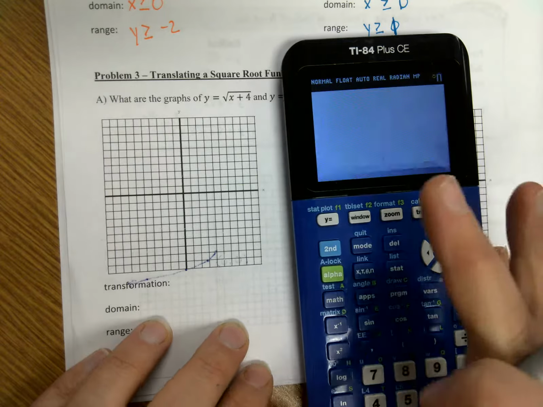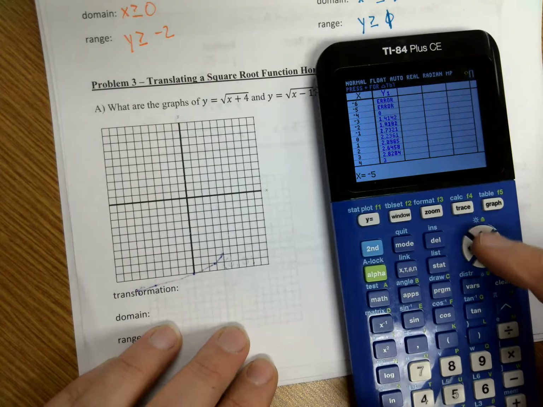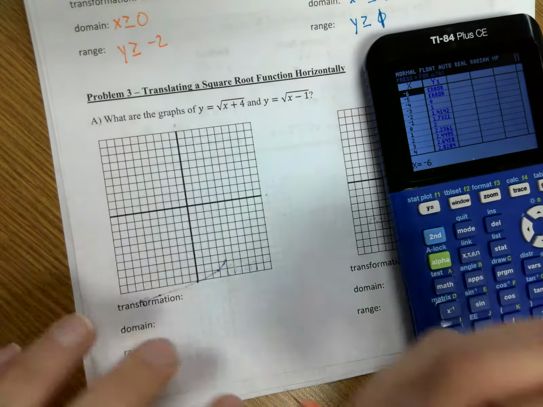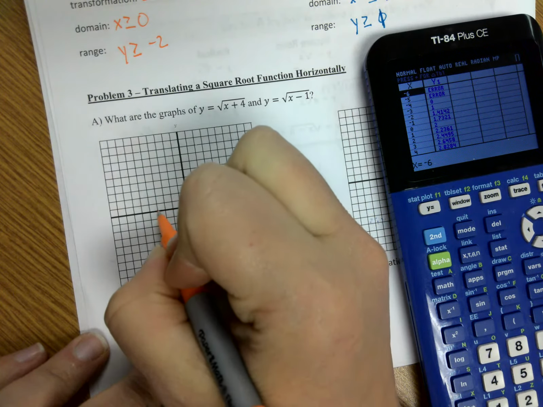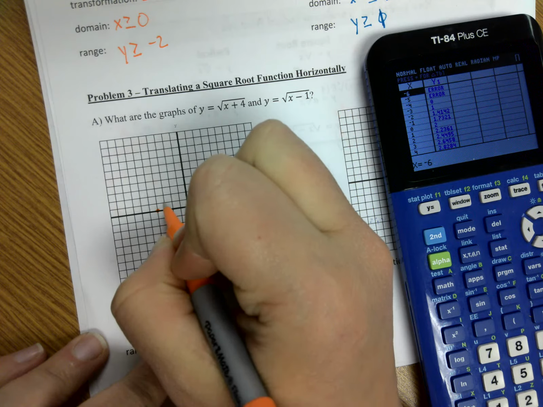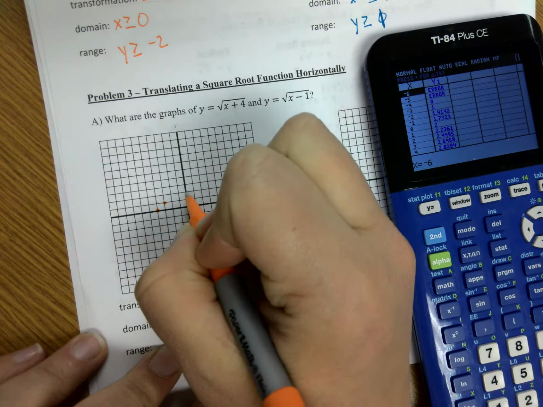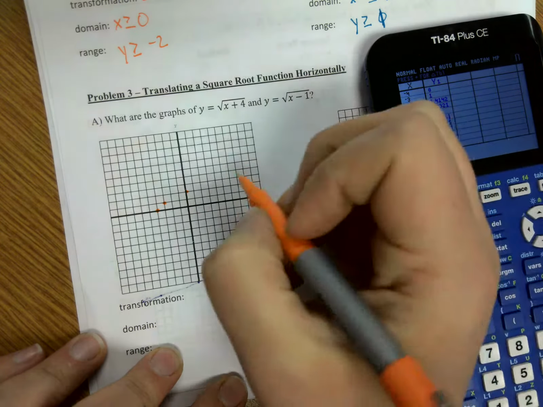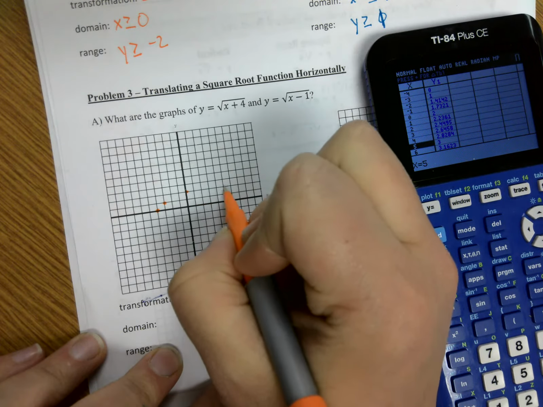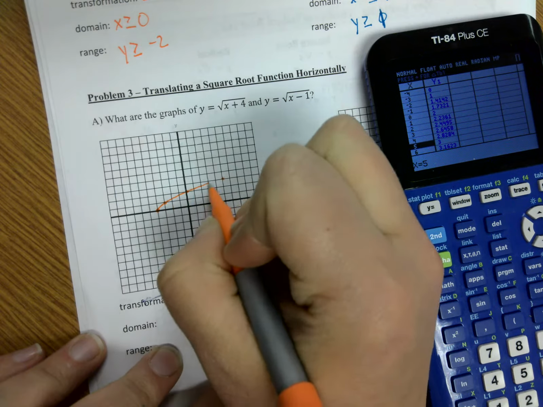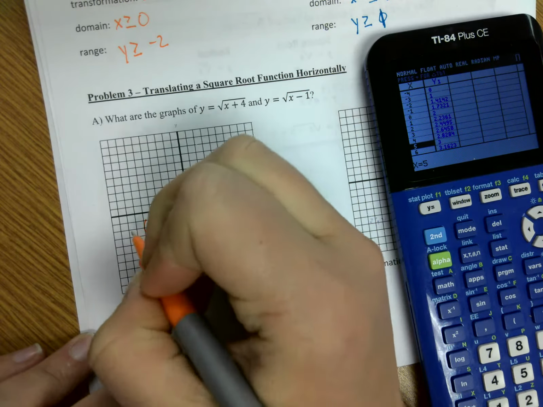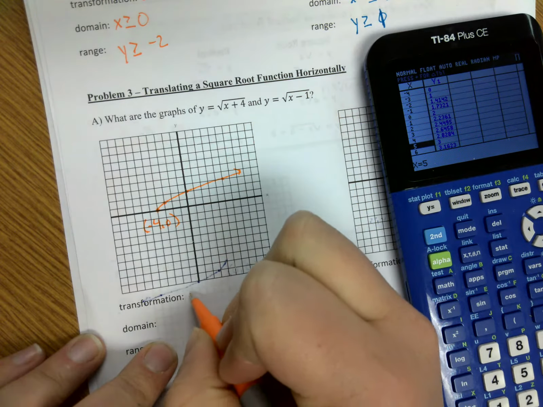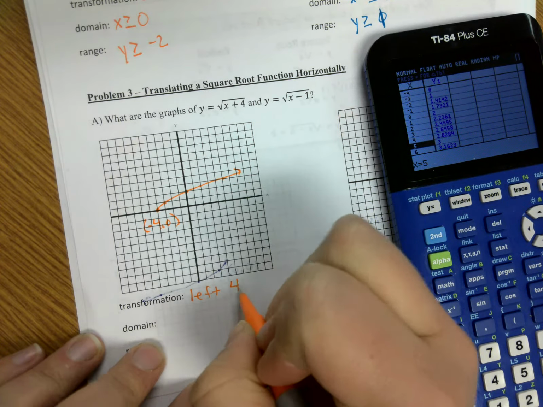Remember that when you have the h value, that's always opposite. So I'm actually moving to the left 4. This is moving left 4. So -4, 0, -3, 1, 0, 2. And we typically have one more nice number, 5, 3. So this is my new graph. This point right here is -4, 0. So my transformation, I moved left 4.